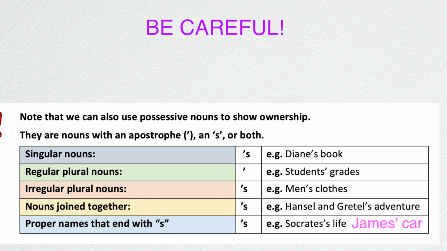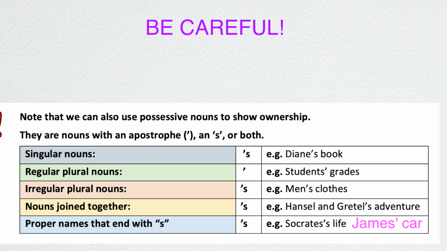Note that we can also use possessive nouns to show ownership. They are nouns with an apostrophe, an s, or both. Let's analyze these sentences. Diane's book. Diane is the possessive noun. The book belongs to Diane. This is an example of a singular possessive noun.